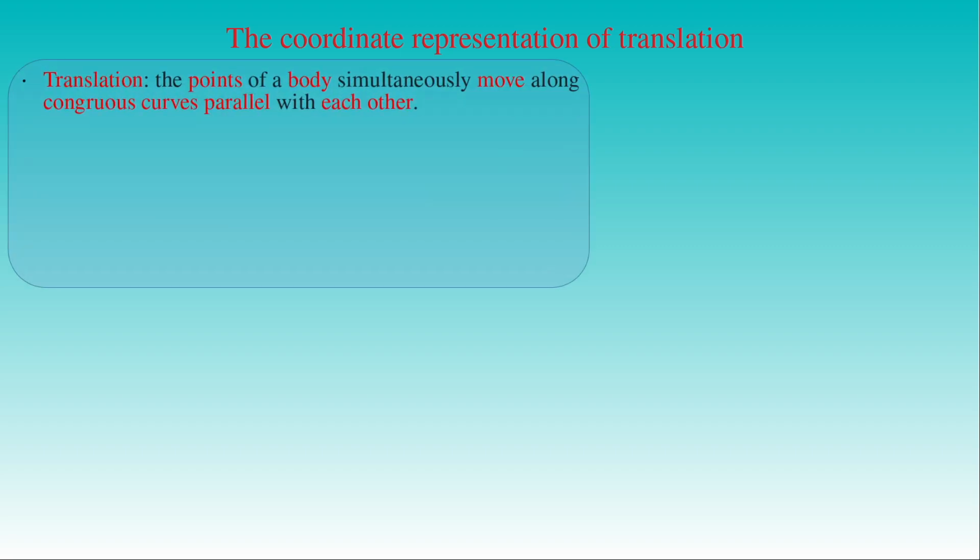As already seen, we talk about translation if all the points of a rigid body simultaneously move along congruous curves parallel with each other. These curves are arbitrary curves in space, but in the case of linear translation they consist of straight line segments. Linear translation is an important special case since it is often used to study the relations between different frames of reference. The distance and the direction of a translation are determined by the length and the direction of the translation vector.